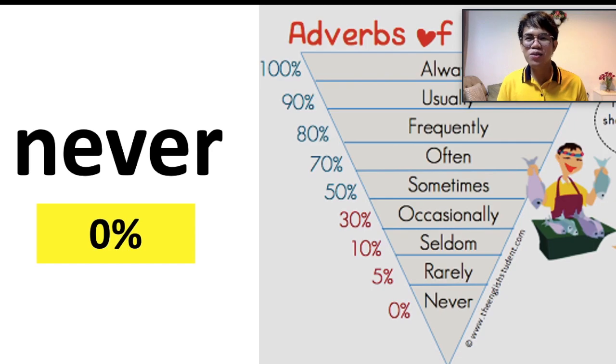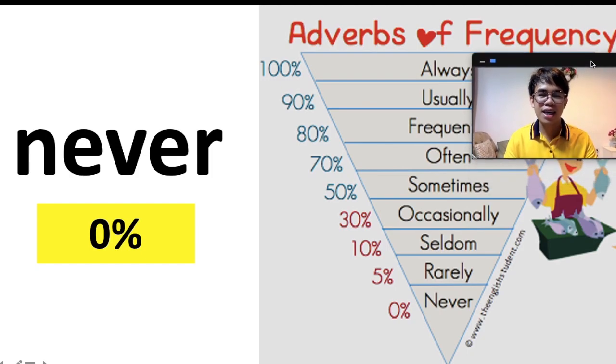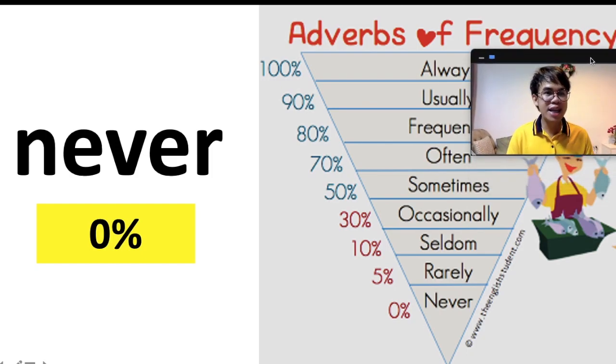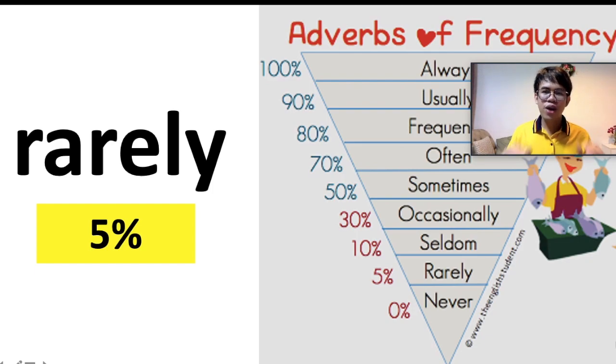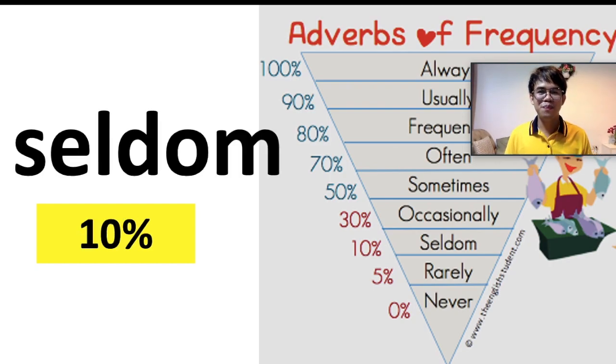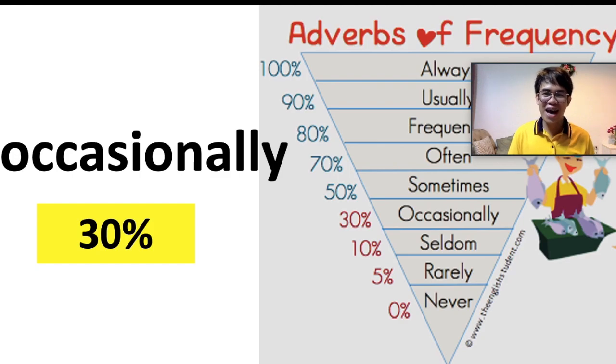So you can answer, we have here the adverbs of frequency. Adverbs of frequency. So we have, the first one is never. Never. It means 0%. Remember that, okay? Never, 0%. The next one is rarely. Rarely, it's 5%. So 5% of the time. Seldom, seldom. Seldom is 10% of the time. And also we have occasionally. Occasionally. This is 30% of the time.